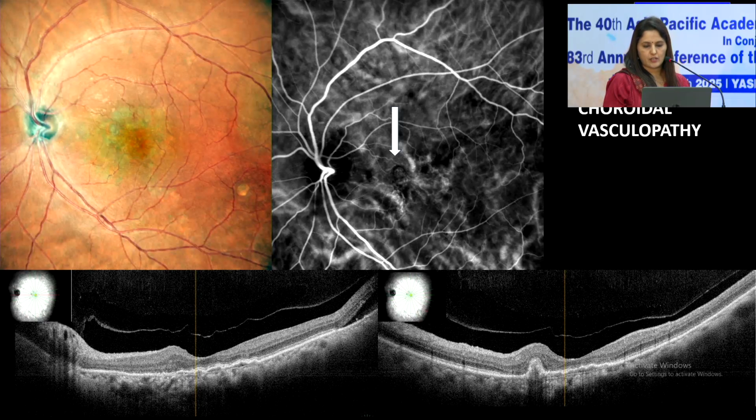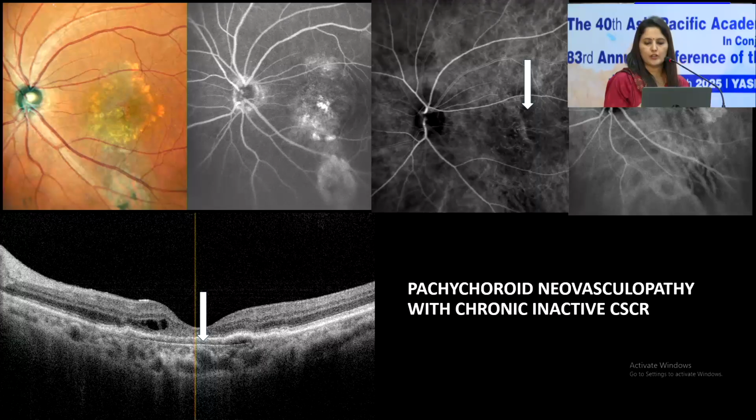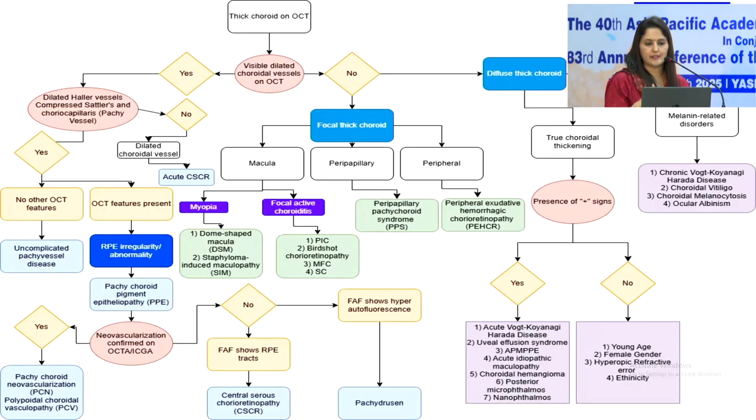This is a chronic active CSCR because we do see the fluid on the temporal side, with the PCV-like lesion. And this is another patient who again has the typical features of a pachyvessel pachychoroid, but you also see a double layer sign there. When we went ahead and did an ICG here, you could see the clear BVN, the branching vascular network. And this is a pachychoroid neovasculopathy in a patient with chronic inactive CSCR. So this algorithm can help us to identify the final condition we are dealing with.